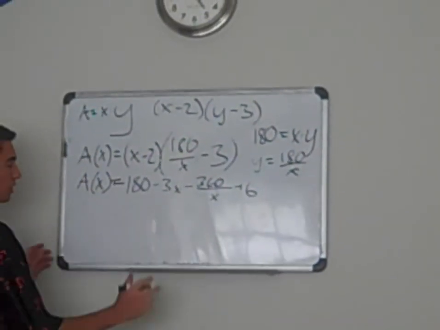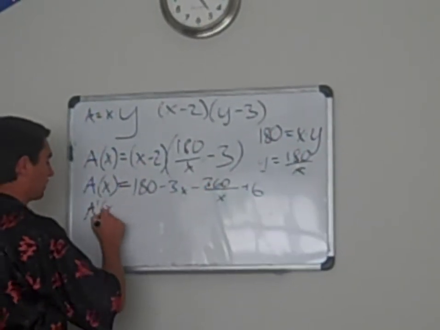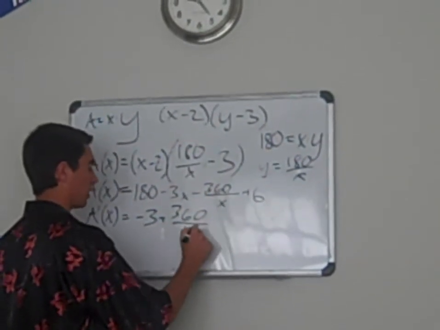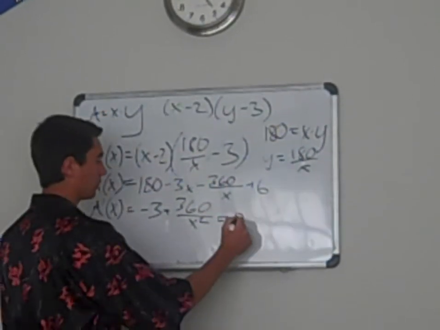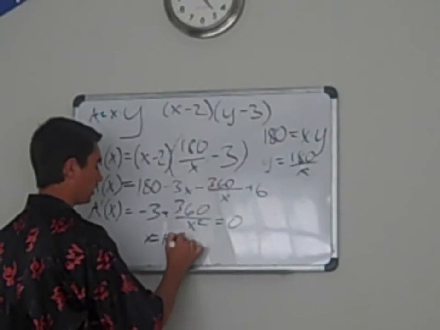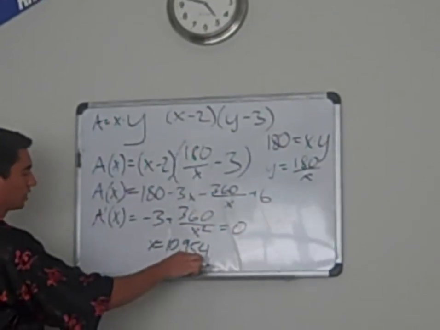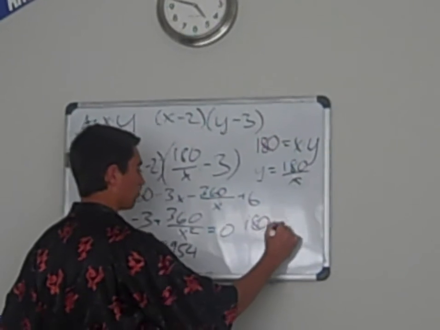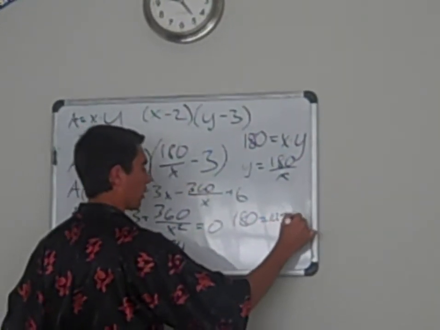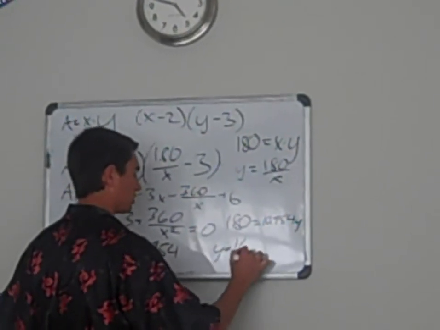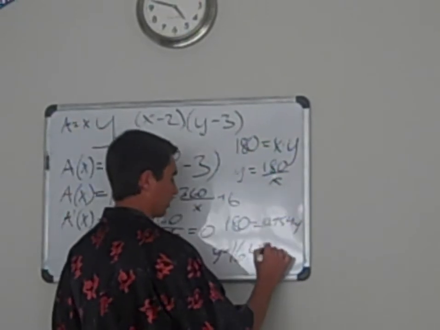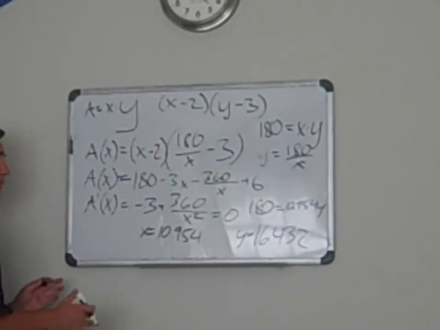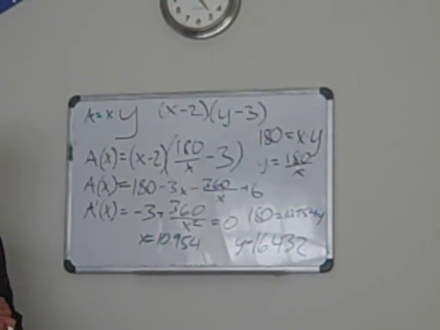And so the next step, we're going to solve for the derivative. So it's going to be the derivative of this, which is negative 3 plus 360 over x squared. And now you're going to set this equal to 0, and x comes out to be 10.954. So to solve for y, you're going to plug this in and have the area be 180. So you're going to have 180 equals 10.954y. And y comes out to be 16.432. So the dimensions will be 10.954 by 16.432 for the max dimensions of a 180 square inch cooler, basically.